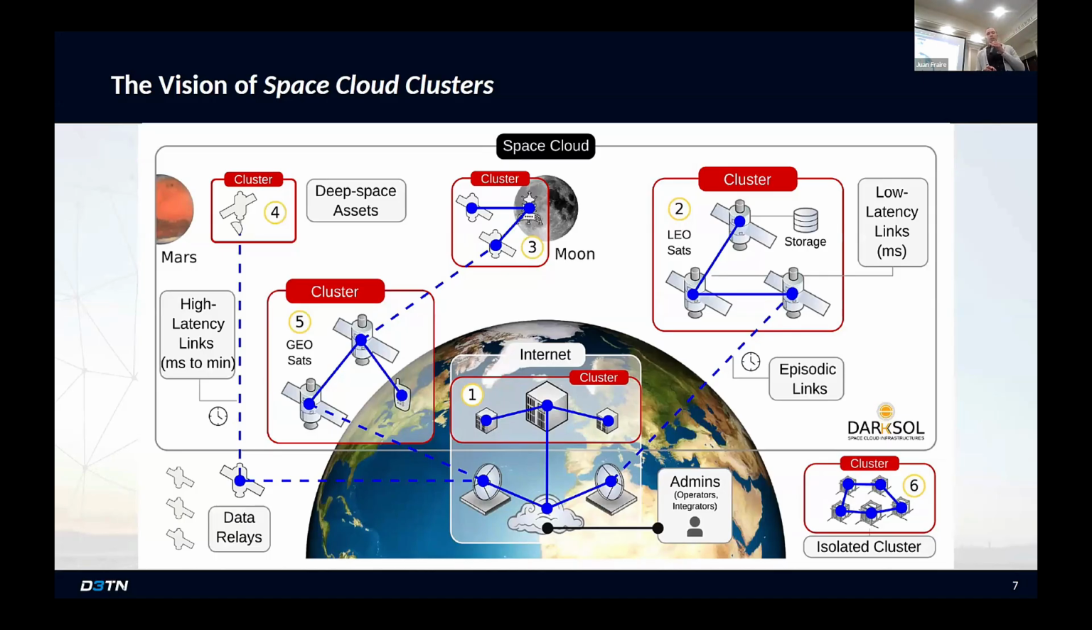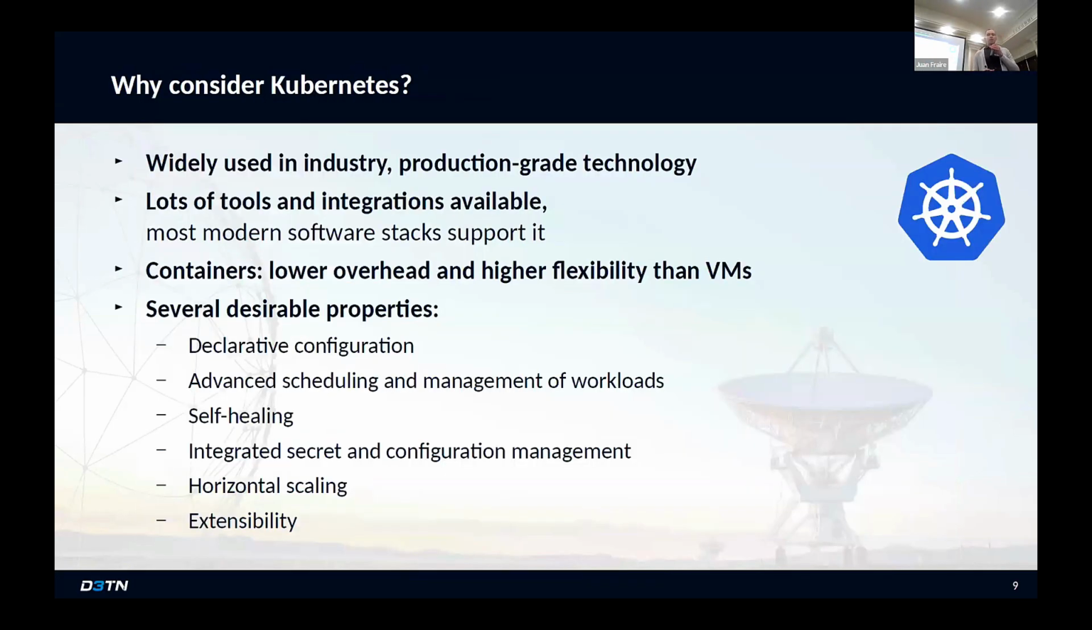So what are we exploring currently? We are exploring to run a technology called Kubernetes. So to use Kubernetes to run these space cloud clusters. Why Kubernetes? Well, it's a widely used technology. It's a container orchestration platform that is production ready, that is used in the industry for quite a long time already, that is powering the infrastructure of several large-scale companies, and gets more and more important, basically.